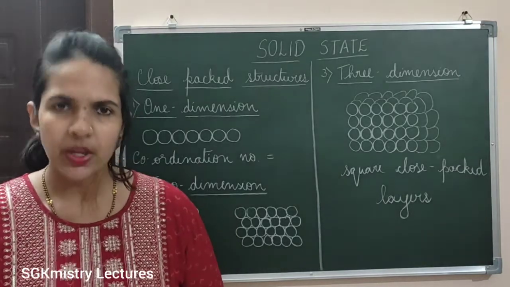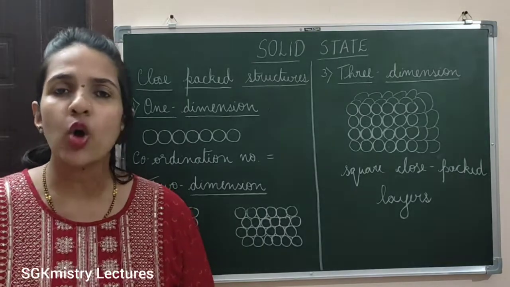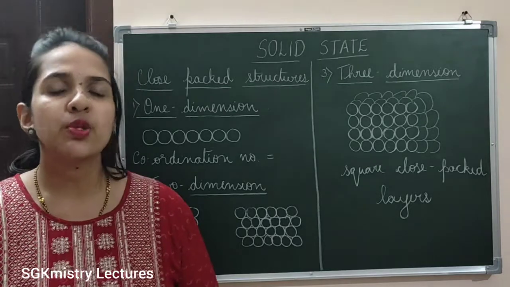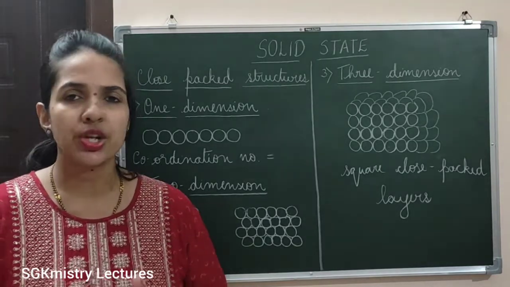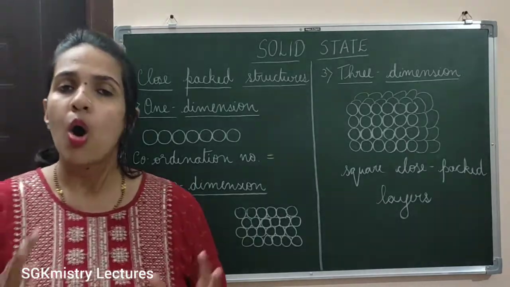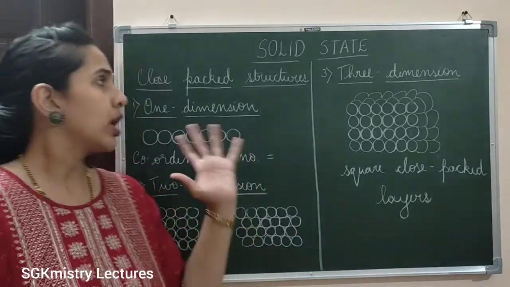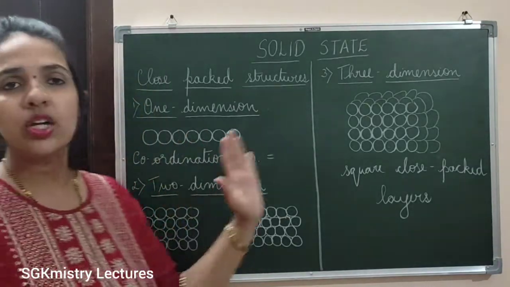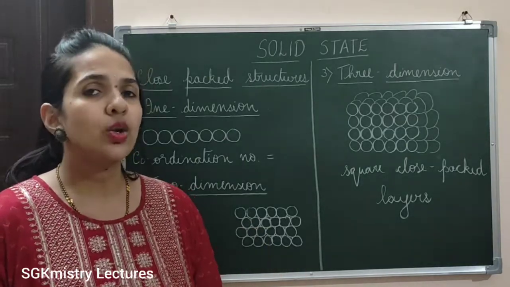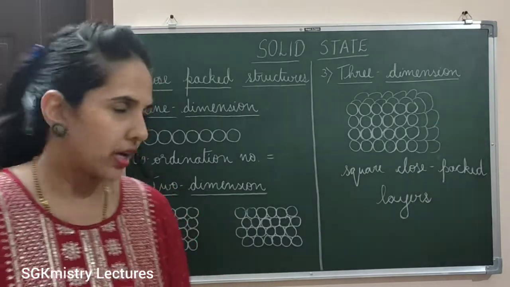So in this video, I will be explaining about close packed structures, how the different constituent particles are arranged in a solid and in different types of dimensions, in 1 dimension, 2 dimension and so on. And also I will be speaking about how to calculate the coordination number for a particular particle. So let me start with the topic of close packed structures, in which how the different constituent particles in a solid are arranged and how do you calculate the coordination number of a particular particle.